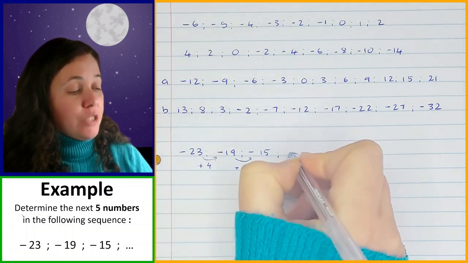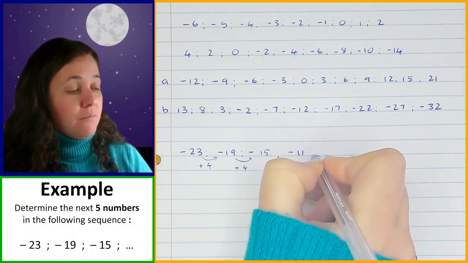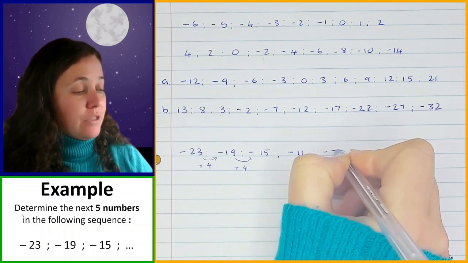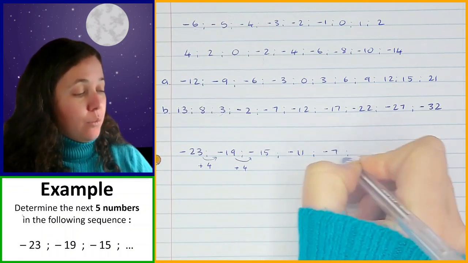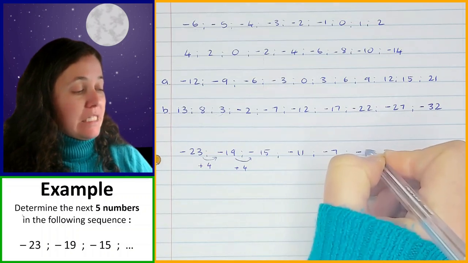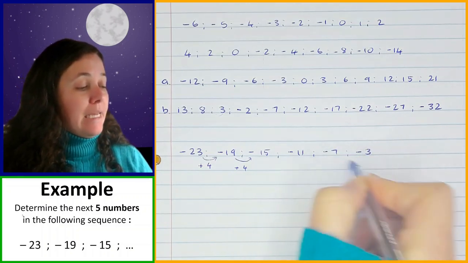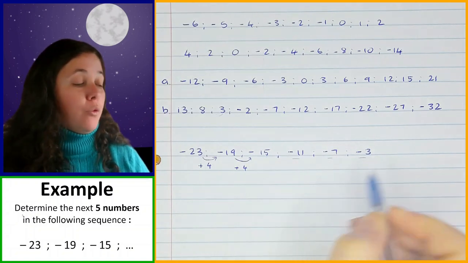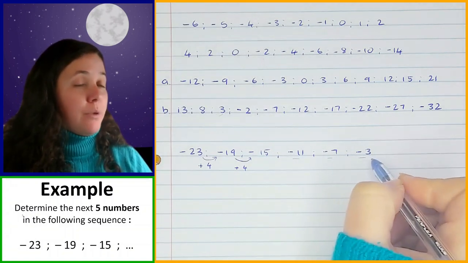So it's actually going to be negative 11. And then we get 4 again, difference is negative 7. And then we're going to go again 4, that gives us negative 3. Now, from negative 3, so far we've done 1, 2, 3. We still need to do 2 more. Okay, so we're going to be going up another 4.